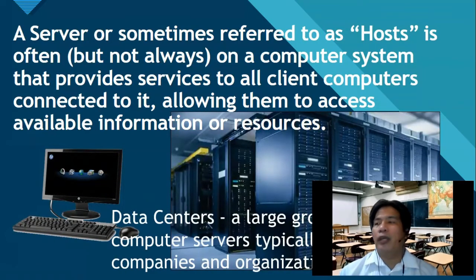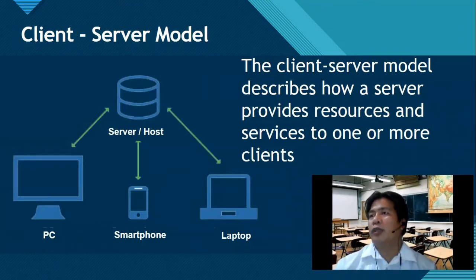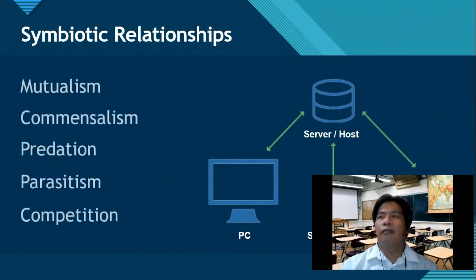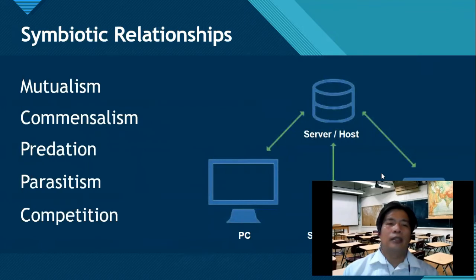Okay, now let's move on with the client-server model. A client-server model looks like this. The client-server model describes how a server provides resources and services to one or more clients. We could actually compare the client-server model with a topic in science called symbiotic relationships. If you could remember, we have a couple of symbiotic relationships: mutualism, commensalism, predation, parasitism, and competition. Now, given these five relationships, which do you think could be compared to a client-server model, given the definition given earlier about a server and a client?